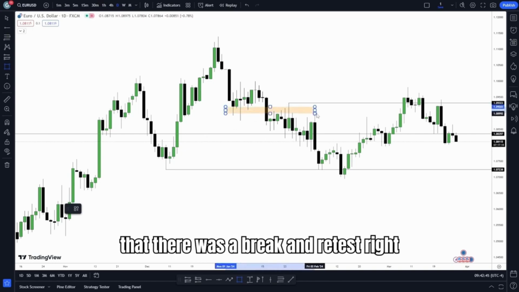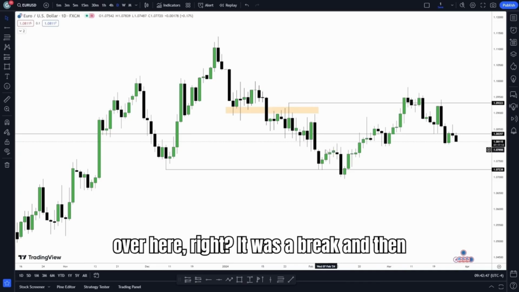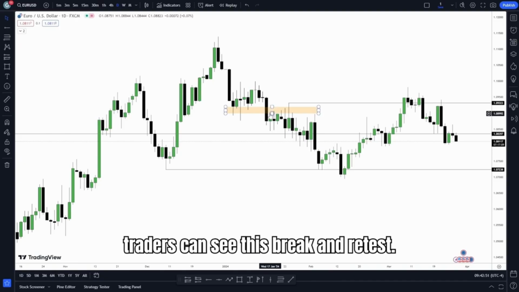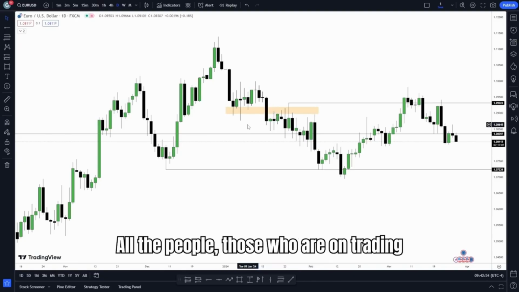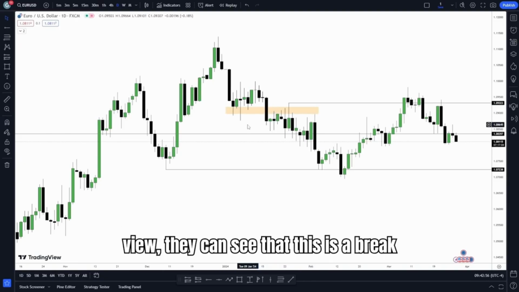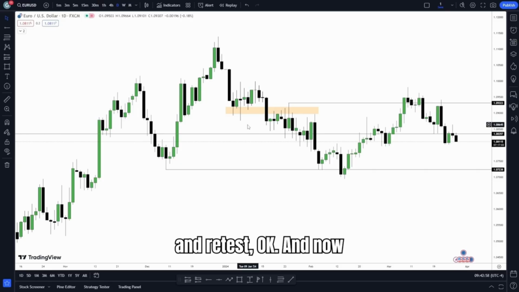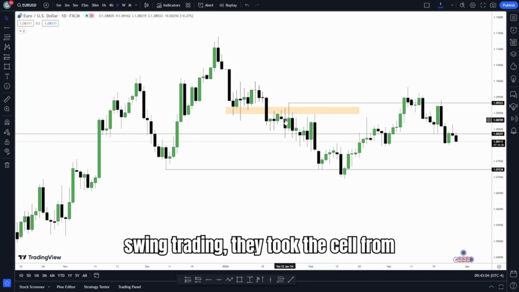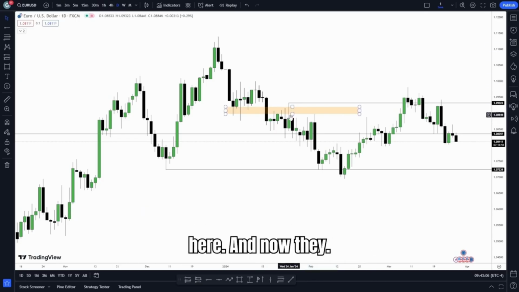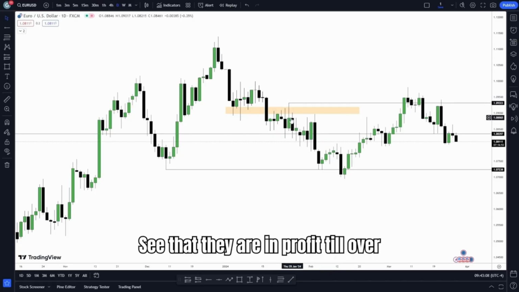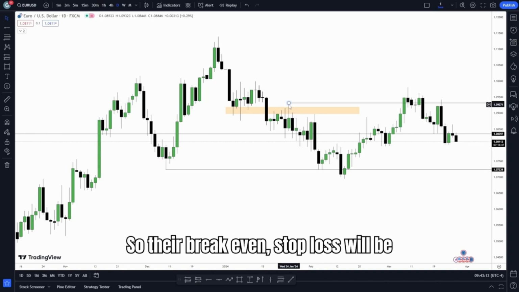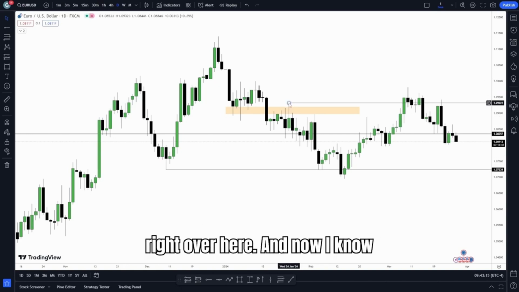We can see that there was a break and retest right over here, right? It was a break and then a retest and the market fell down. All the traders can see this break and retest. All the people on TradingView can see that this is a break and retest. Now I know that the guys who do swing trading took the sell from here, and now they see they are in profit till over here, so they will move to break even, right?